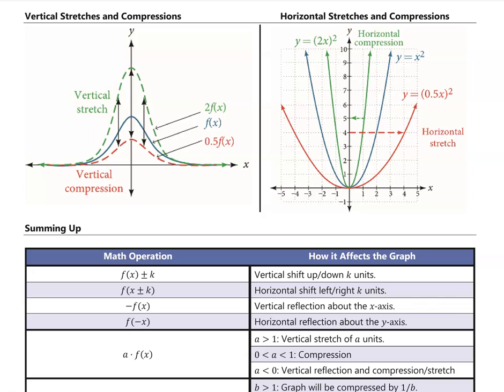So take a look at these stretches, vertical stretches and compressions. This is the regular parabola. If it's greater than 1, like this one, the green, it's 2 that's greater than 1, it's vertically stretched, it's become skinnier. If it's 0.5, see, this is half of that, so that is a vertical compression.